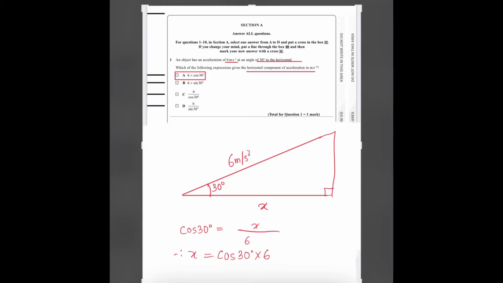If it was asking which of the expressions gives the vertical component, then we would have 6 sine 30, since the vertical component would be this length, and opposite by hypotenuse is sine, so we would have to use sine 30 in that case.